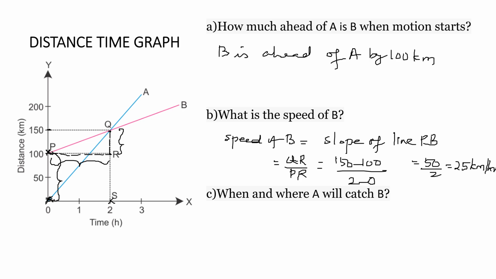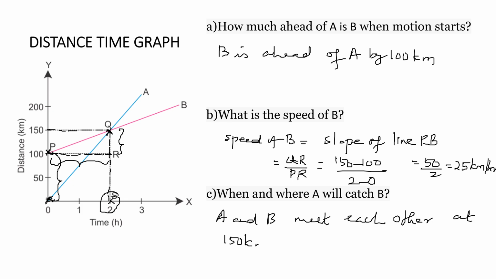Next question is when and where A will catch B. Look at the graph, you can see that at point Q the two graphs meet. So that is the point where A and B meet each other. Now from Q you draw a perpendicular to the distance axis. That will give you 150 kilometer, and then down to the time axis, that will give you the time. So we can write, A and B meet each other at 150 kilometer after 2 hours.